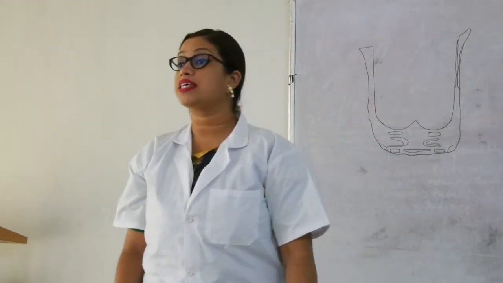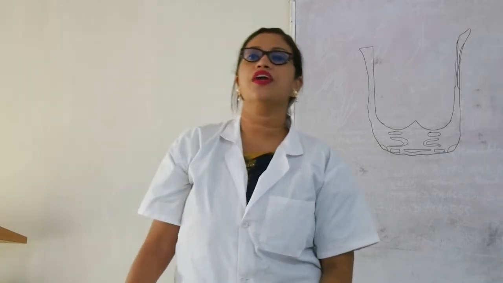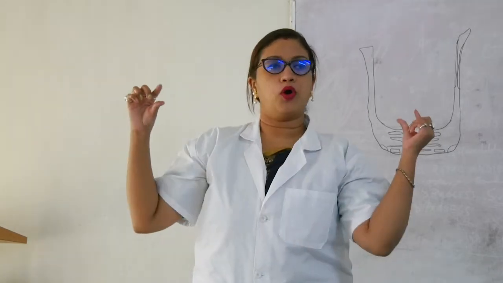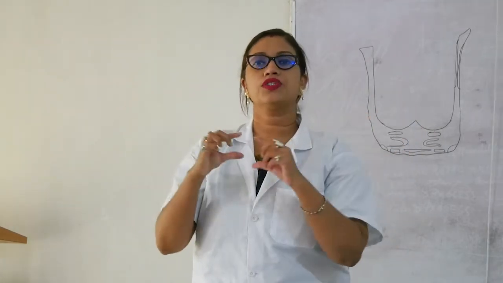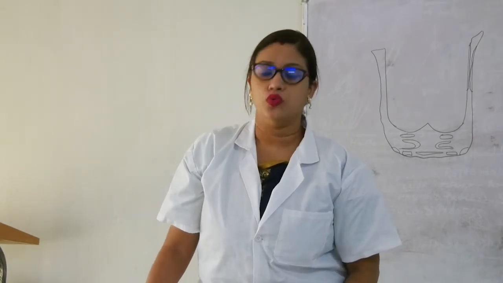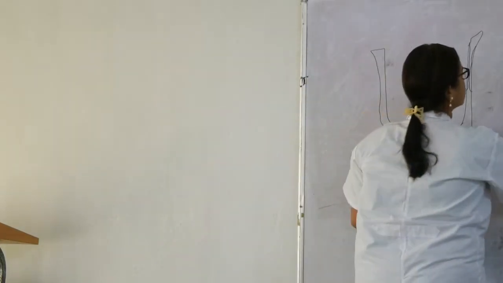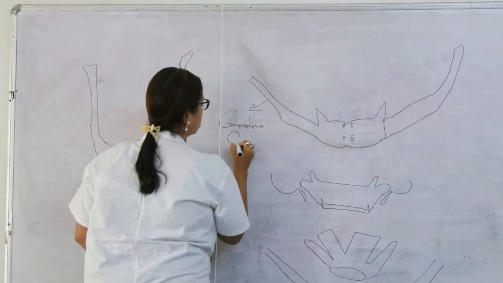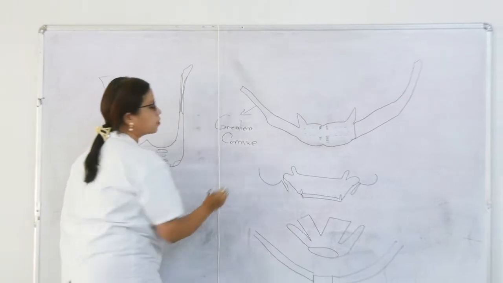which is going from, connecting from the body, that is known as the greater cornu. Greater cornu or greater horn, both are the same. Which is continuing from the body. Okay, so that band which is projecting laterally, that is known as the greater cornu or greater horn. Greater cornu, C-O-R-N-U, cornu. Okay, so this is the greater cornu.